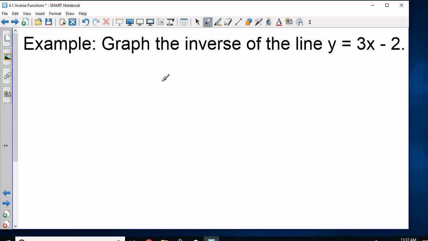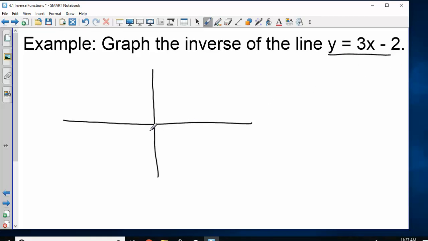So let's say I asked you to graph the inverse of the line y equals 3x minus 2. We know how to graph a line, don't we? So let's graph this to begin with. This is a y-intercept of -2, slope 3, so about 3 over 1. And there's our graph.